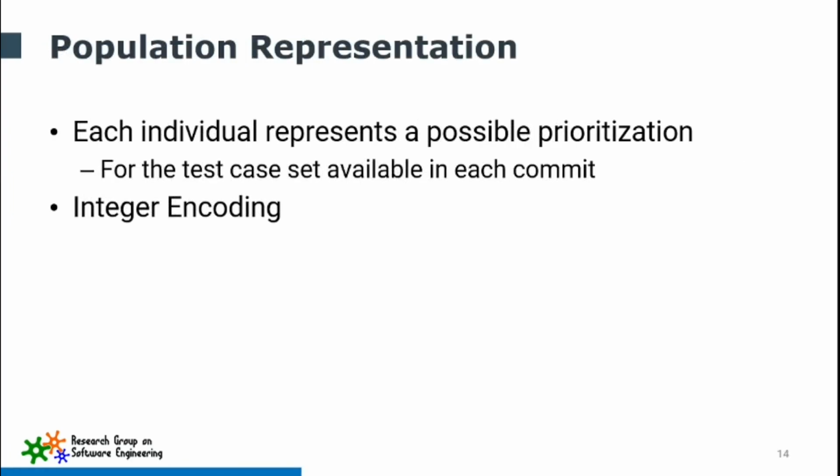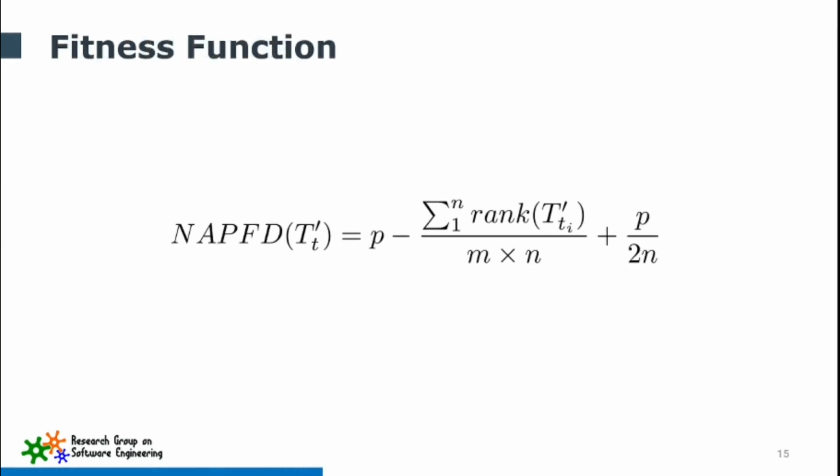Concerning the genetic algorithm settings, each individual in the population represents a possible prioritization for the test case set available in a commit. To represent an individual in the population, we use an integer encoding, and the gene represents the test case priority, that is, the execution order in the prioritized test case set. Thus, the genetic algorithm is designed as a permutation problem. We use the NAPFD metric as a fitness function to guide our genetic algorithm in the search space.